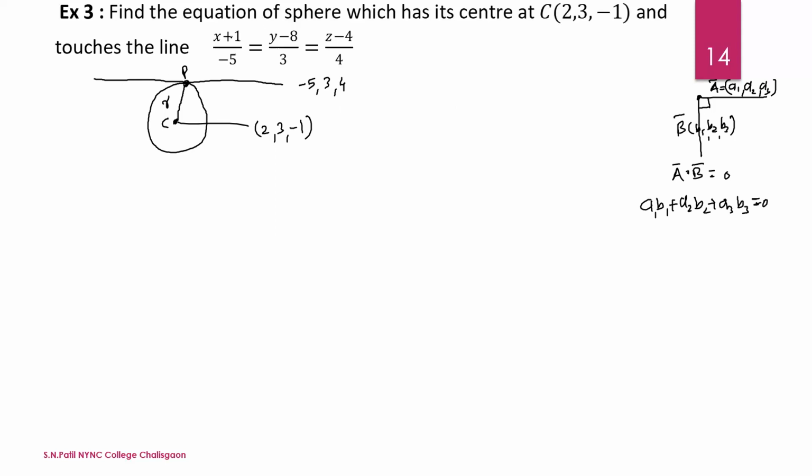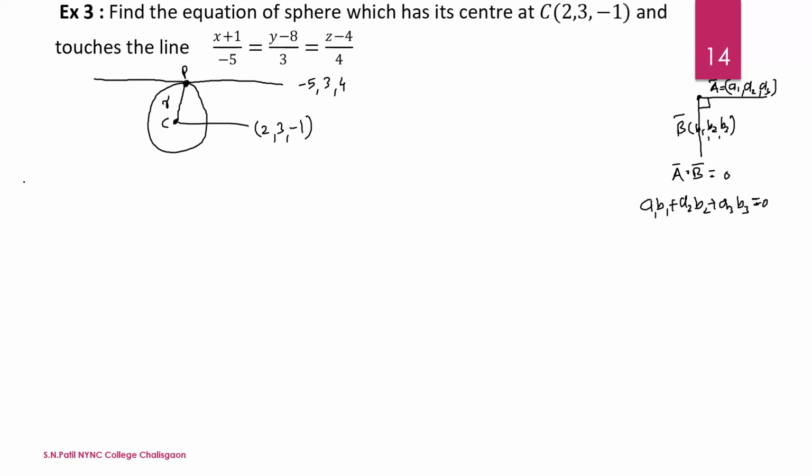So here we use a general point, say for some value of k, as the point P, and then we apply the formula. Here we can easily find the DRs of CP. Then, using the formula, we get the value of k, and then putting k back, we get the point P. Once we have P, we apply the distance formula and we get the radius. So let us go step by step.